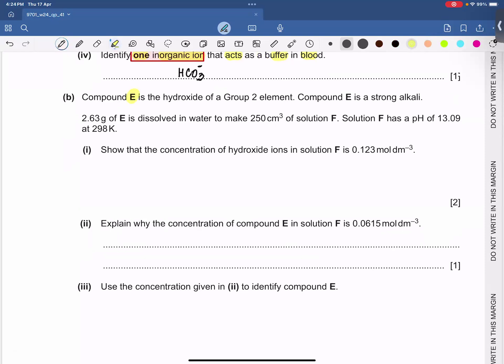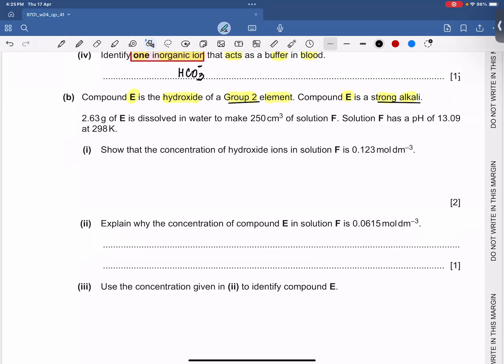Compound E is the hydroxide of a group 2 element. Compound E is a strong alkali. So the group 2 strong alkali is technically barium hydroxide, because it is soluble in water and gives you a colorless solution. So might be this compound E is barium hydroxide.